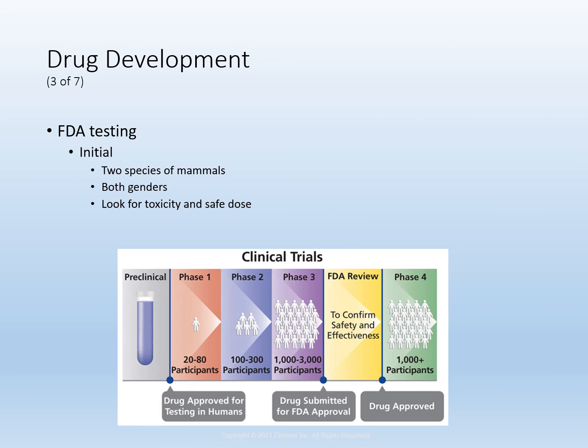So when we're talking about drug testing, the FDA has devised a system for achieving approval. This process initially is going to begin with animals. They'll take 2 species of mammals, both genders, and they're going to look for toxicity of the medication and try to determine what a safe dose would be. Only 5 in 5,000 drugs that enter preclinical testing actually move on to testing in humans. So you can see it's a very, very limited amount of drugs that even move on from this first stage.